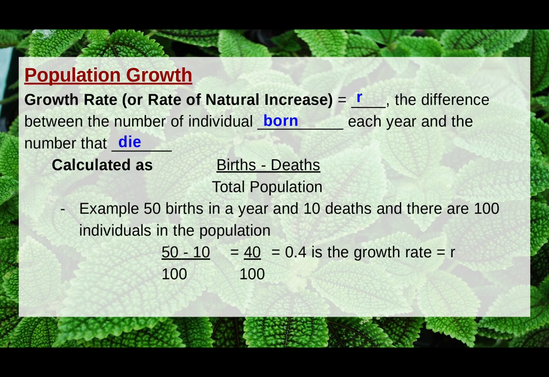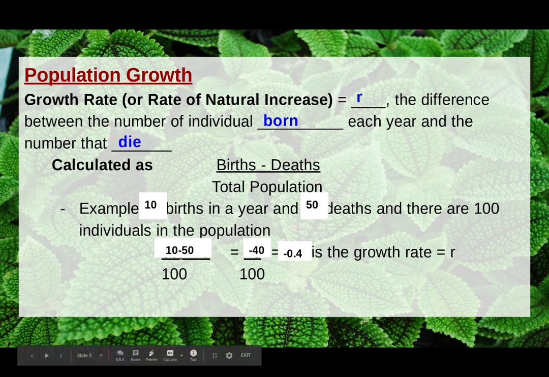There are more individuals being born than there are dying, and so over time, that population is increasing. Let's look at an example. It's not on your paper, but where that's flipped, where there's only 10 births a year and 50 deaths, the population is still 100. I set it up the same way.